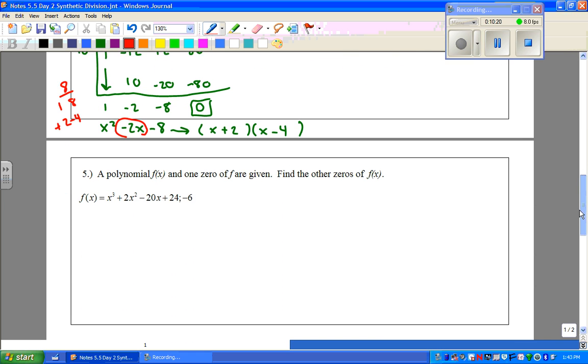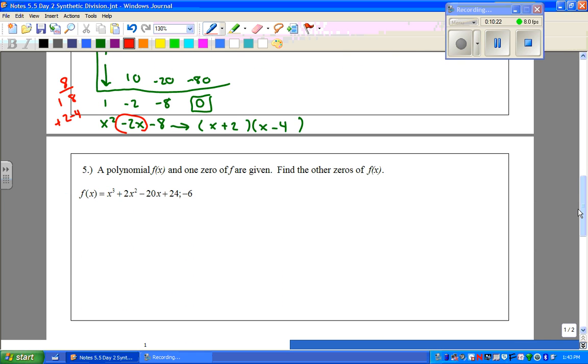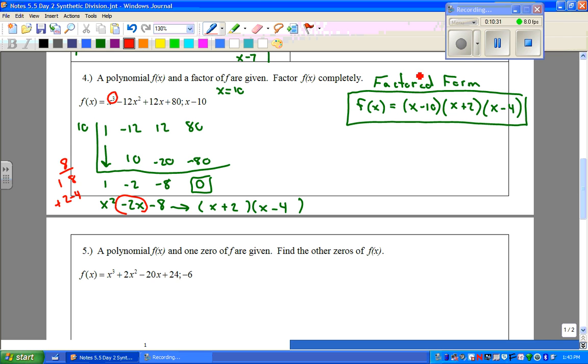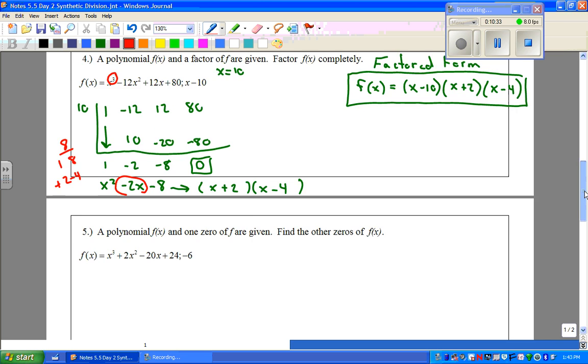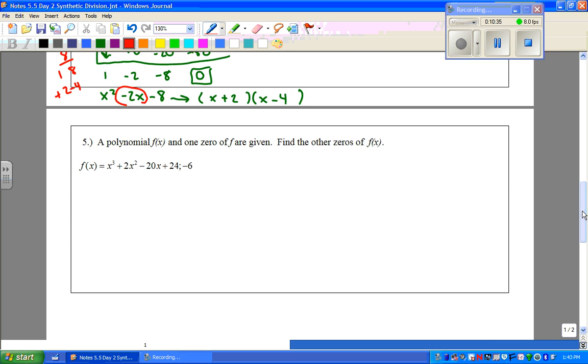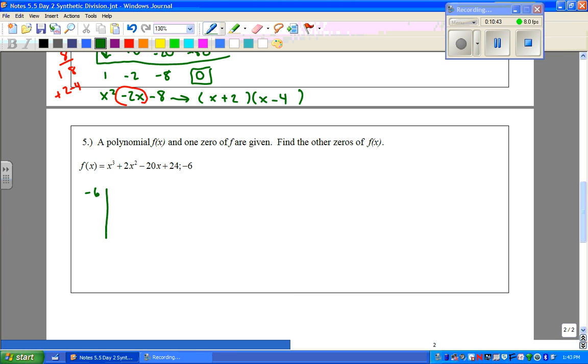Now, the last one right here takes it even a step further. It says find the zeros. So not only are we going to take it into factored form, but we're going to go a step further and solve for what my x values are. It tells me a polynomial and 1 zero are given. We know that this -6 right here is a zero to this. So I'm going to use synthetic division and turn this into a quadratic now.